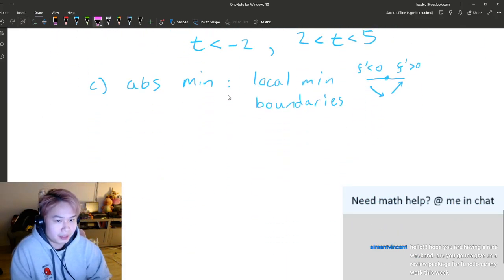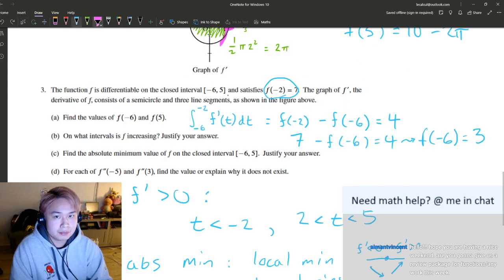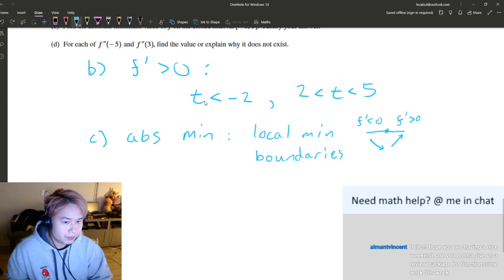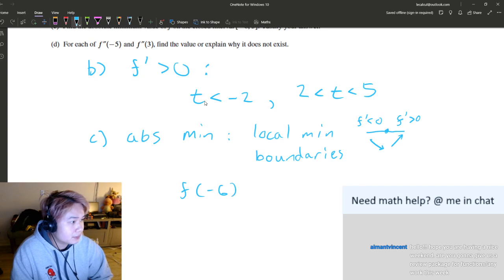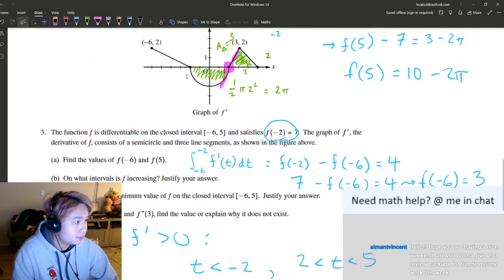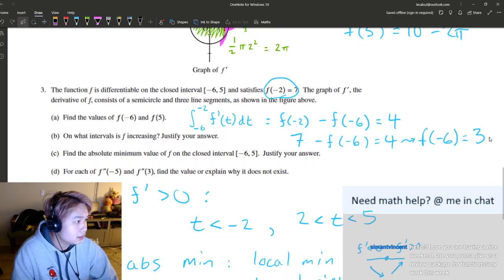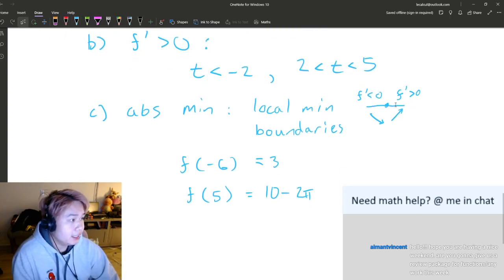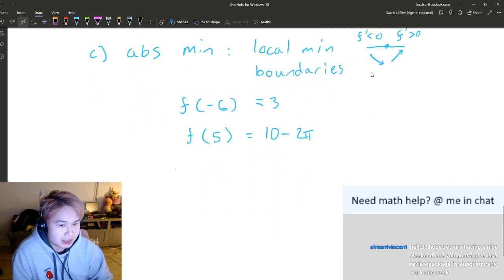So we're going to compare the three values. The two boundary points. Can I change my color? Okay. So f at -6, which we found out in part A, which is 3. The other boundary point, which is 5, which is 10 minus 2 pi, and then our local minimum, which is f at 2.